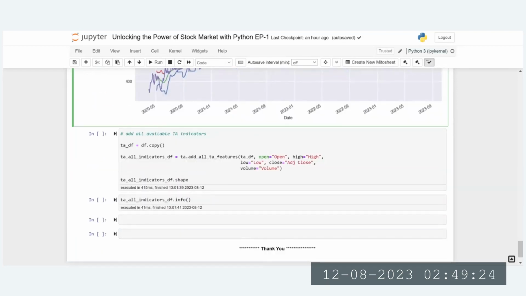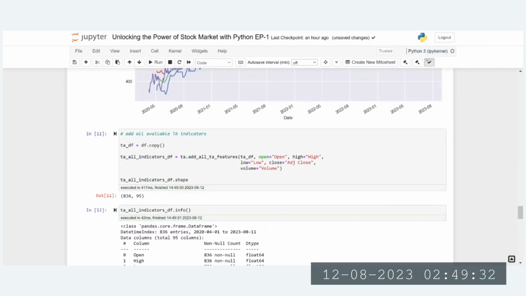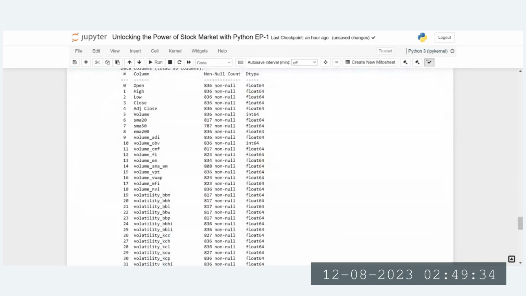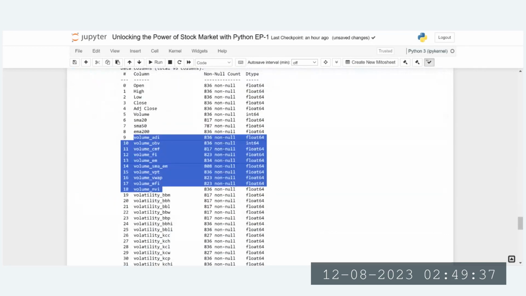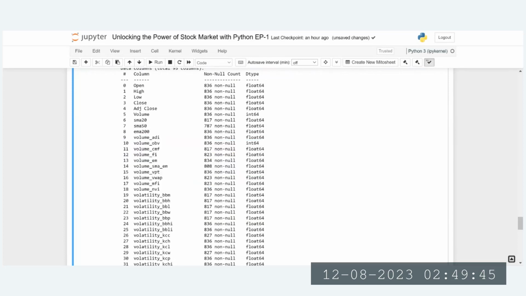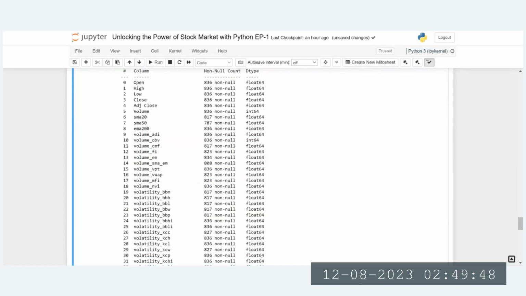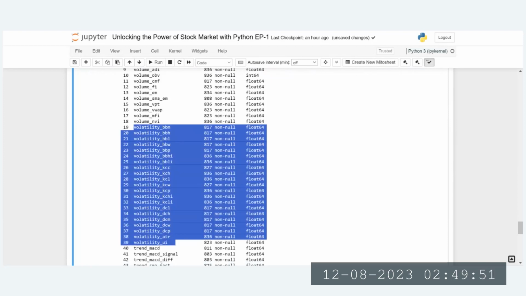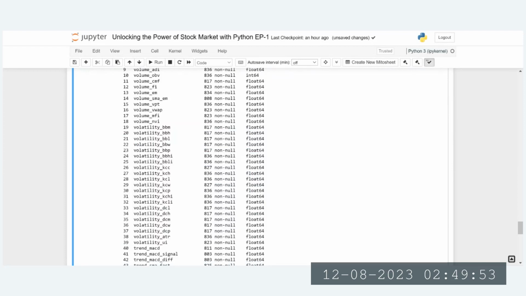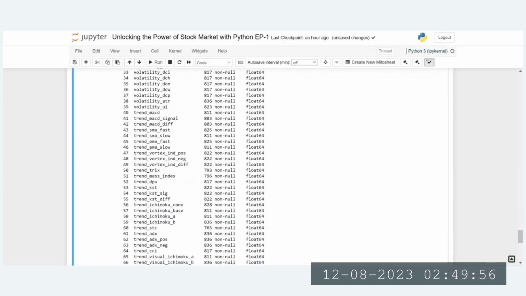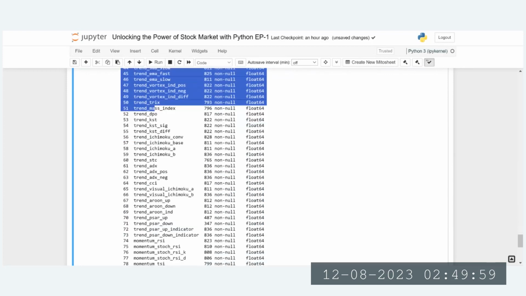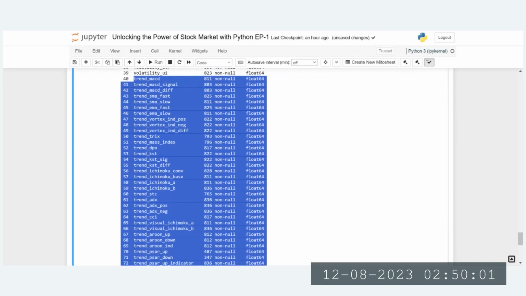And if I look at all the indicators that are available under this technical analysis library, you can find there are about 95 values, right? There are a lot of volume based indicators. Remember I talked about 4 categories of indicators. There are some volume based indicators, so you can see there are so many of them calculated automatically. There are a few volatility based indicators. There are some trend based indicators, and you can see the values have been calculated automatically.